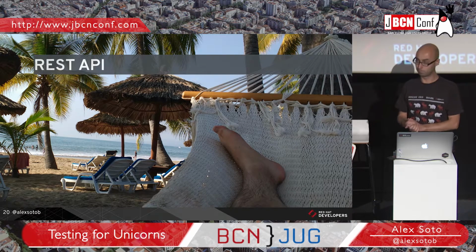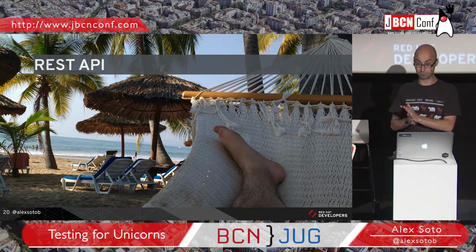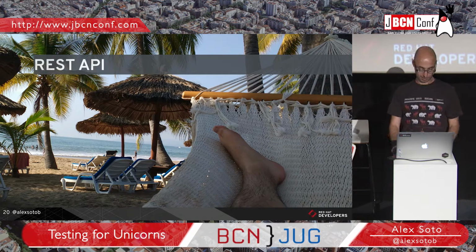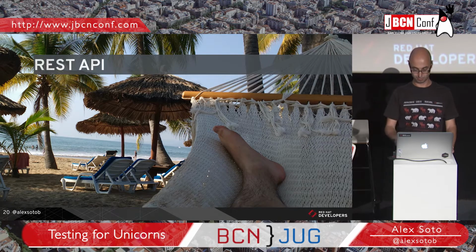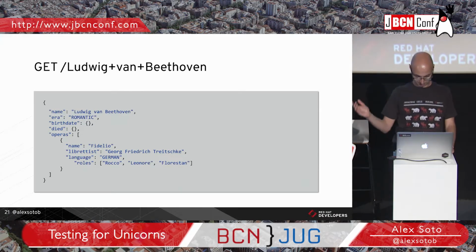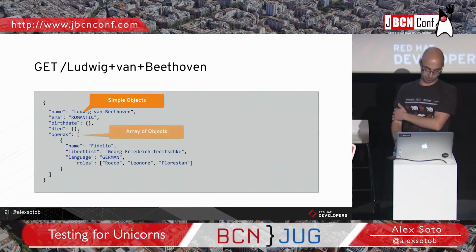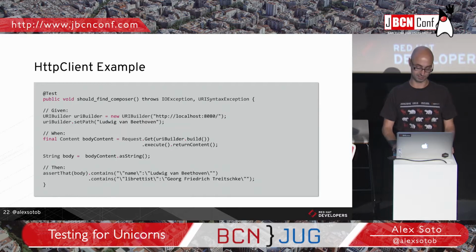Let's move forward to black box testing. Probably most of us are using REST APIs if you are using microservices or something like microservices. And probably your protocol is going to be XML or JSON for communicating. And in this case, I'm going to use this JSON file. You can see that there are simple objects, and also an array of objects. And let me show you how you can test this thing.